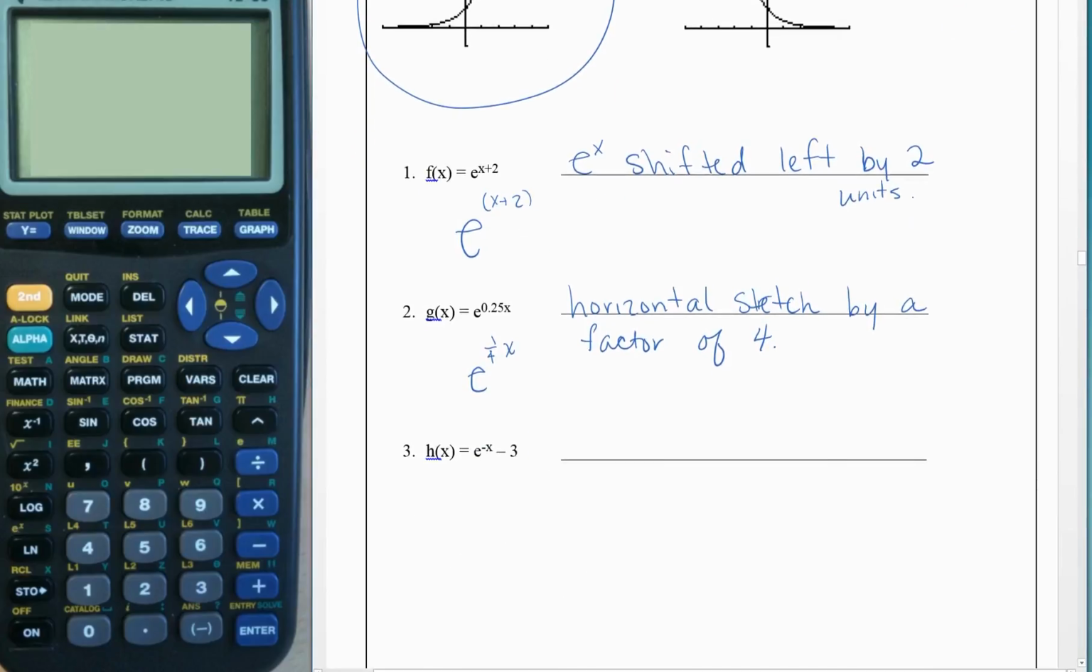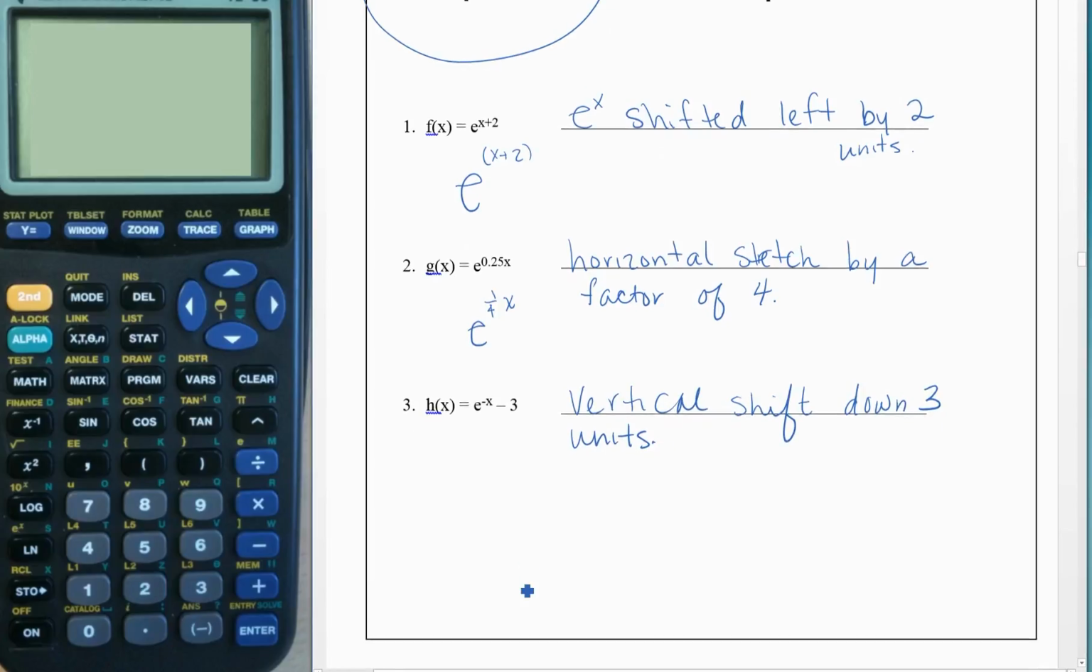Okay, let's go ahead and look at the next one. So here we have e to the negative x minus 3. Okay, now we've put in a negative x for x, so as we talked about above, e to the negative x is e to the x reflected across the y-axis. And we've taken e to the x, and the subtracting 3 from the end is a vertical shift down 3 units.